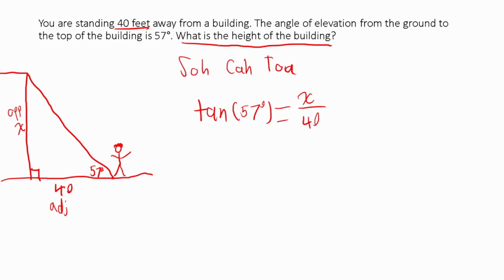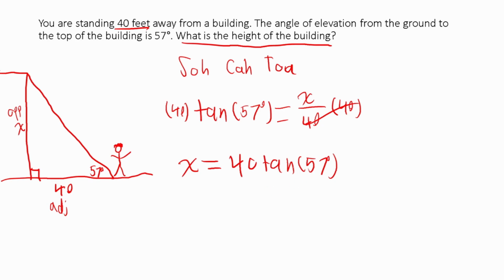For this problem, we don't flip, right? We're not going to swap places with things. Instead, we just want to get rid of our 40 down at the bottom there by multiplying both sides by 40. I cancel on the right side, and when I rewrite it, I get x equals 40 tangent of 57 degrees.